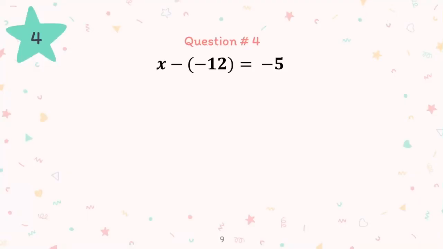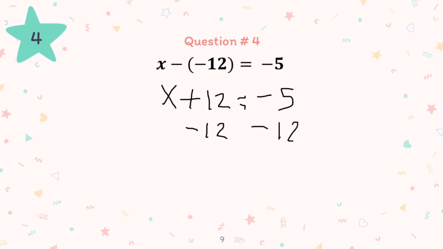Okay, so for this one, I'm going to do the same thing as I did to the last one. And the opposite of subtracting is adding. So I'm going to also simplify it. So it's going to be x plus 12 equals negative 5. And then the opposite of adding is subtracting. So I'm going to do minus 12. And then what I do on the left side, I do on the right side.